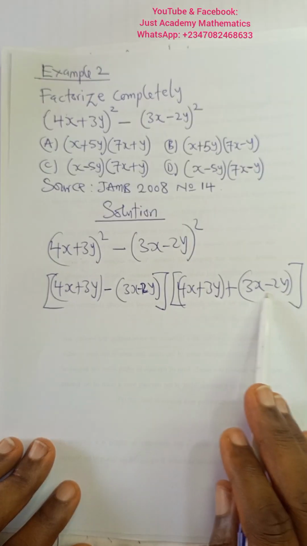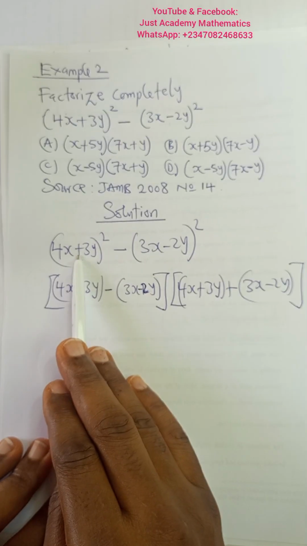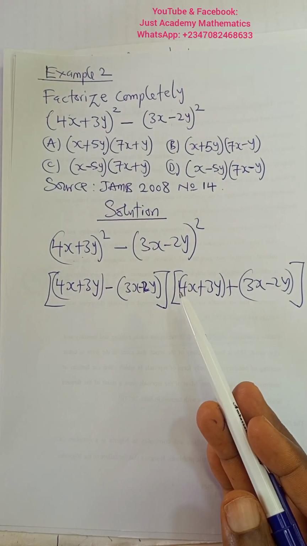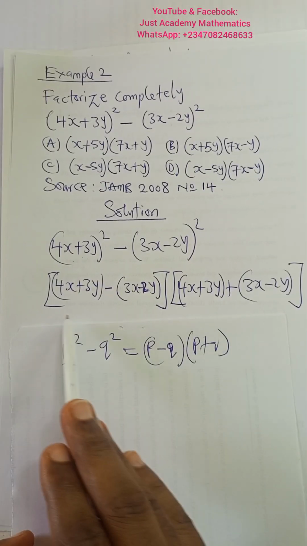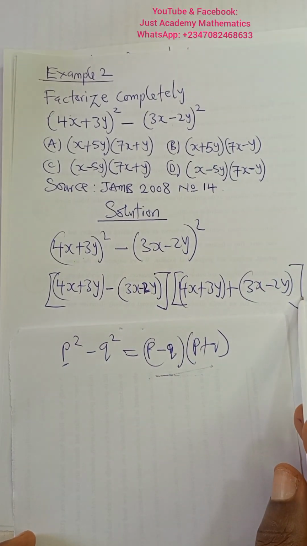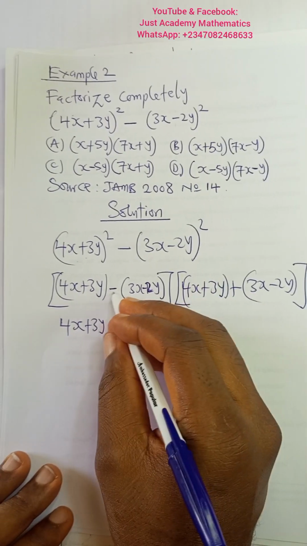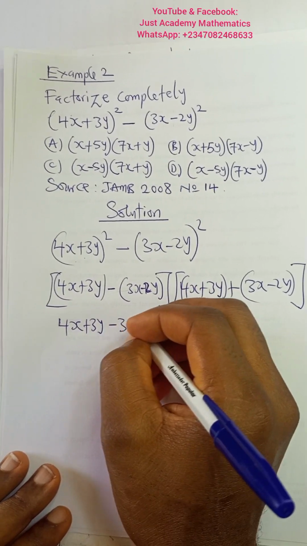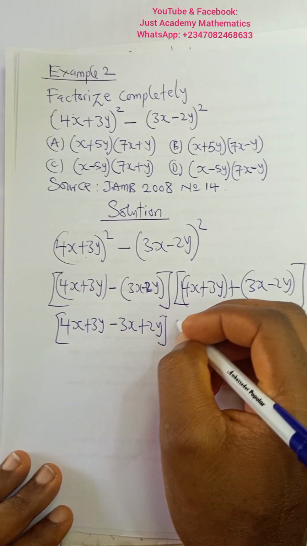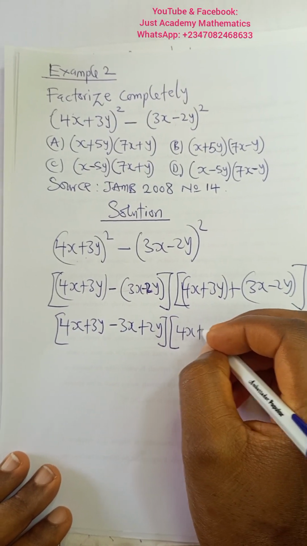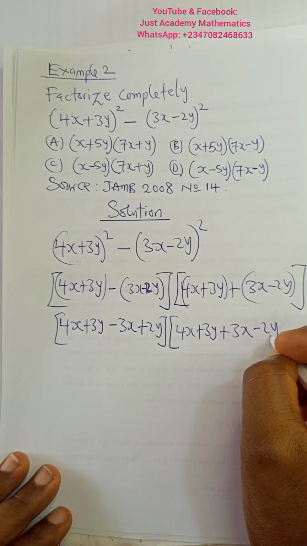So this is the splitting in difference of two squares. That is this minus this in bracket, this plus this. Just the splitting of this. Can you see? It's the same thing. This side now is here. So this will give me 4x plus 3y. If you open this bracket, you have minus 3x. Minus times minus will give me plus 2y. Then here will give me 4x plus 3y. You open this one, I have plus 3x minus 2y.